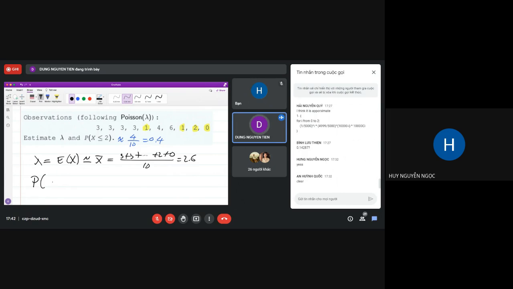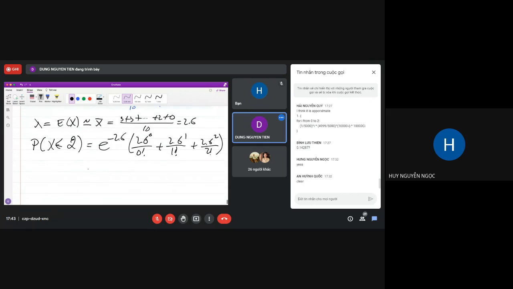Then you can find the probability that X is less than or equal to 2. So you get e to the minus 2.6 times (2.6 to the 0 over 0 factorial plus 2.6 to the 1 over 1 factorial plus 2.6 squared over 2 factorial). And the result you obtain is about 51.8%.